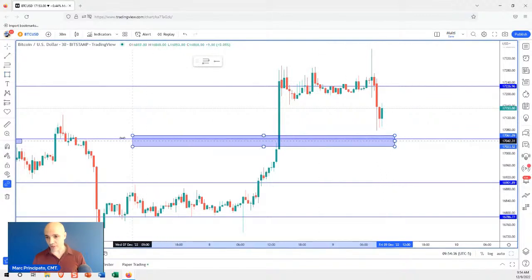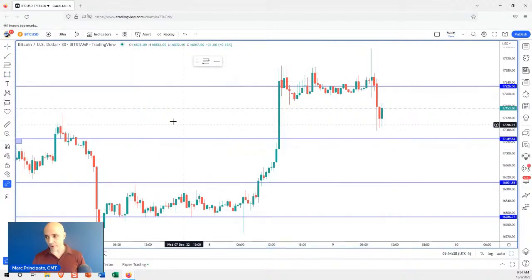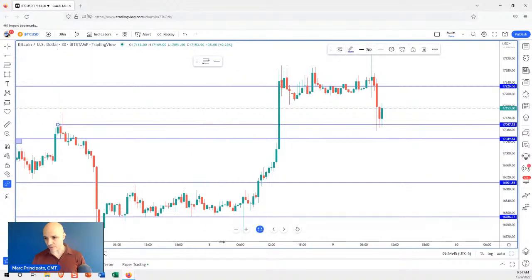Where's our next support level? It's this old resistance right here. Now, again, these levels are not precise. They serve as reference points. So, look at this. Just going back to this area right here.